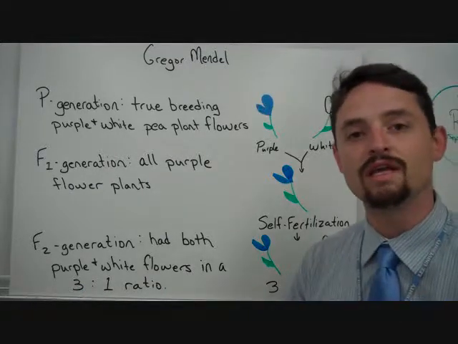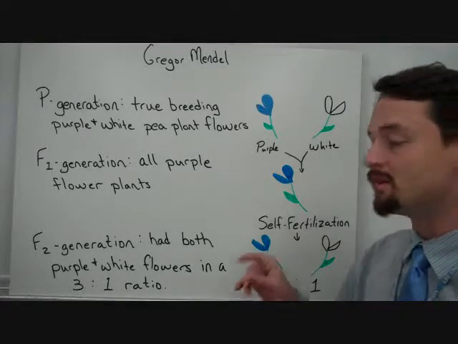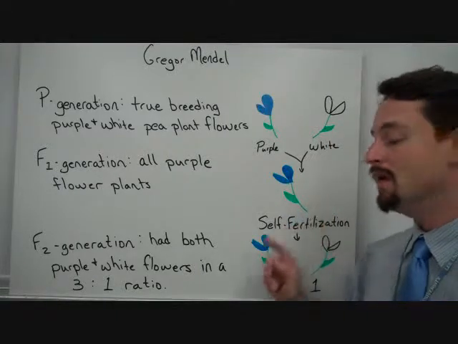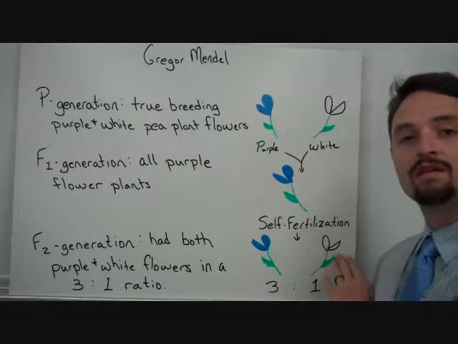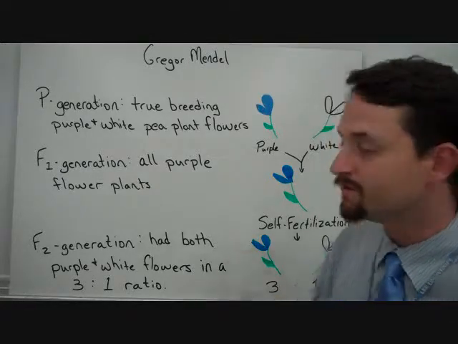So he called the trait down here that was most prominent dominant. He said that trait dominated the other trait up here in the F1 generation. And the trait that disappeared but then reappeared down here in the F2s, he called recessive.